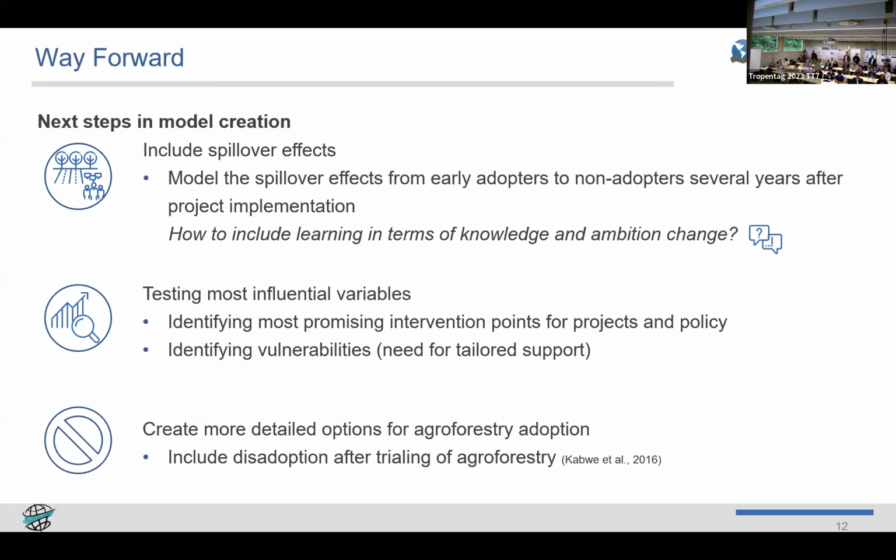For our next steps, we want to include the spillover effect, as I said before. We are currently thinking about how to quantify these changes. So how can we change the knowledge or the ambition if they can observe the initial adopters? If somebody has ideas here, we look forward to your feedback. This is a challenge that we are facing at the moment. So if you have any experience, please let us know. Then we also want to continue testing the most influential variables. And finally, we want to create a more detailed option for agroforestry adoption by also including disadoption, for example.